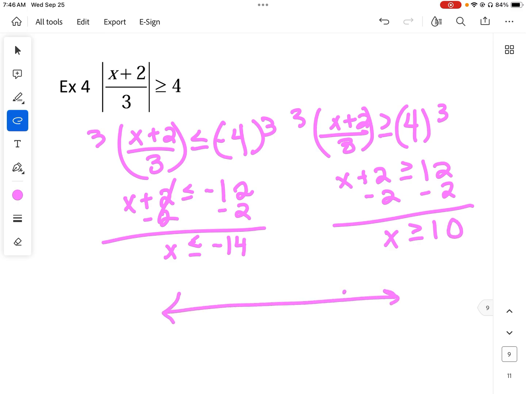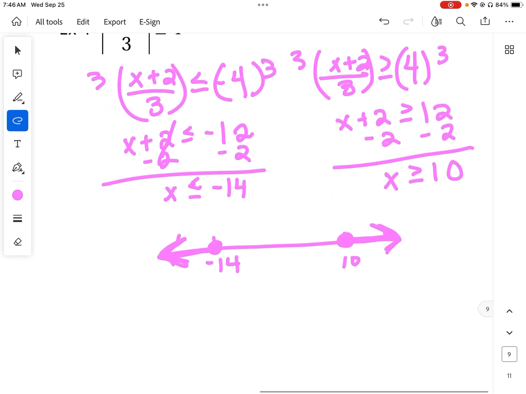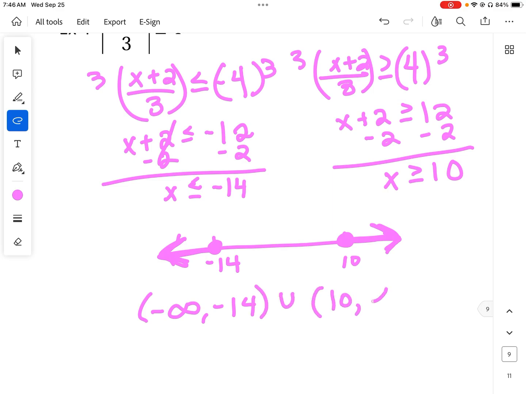So on the number line, 10 is going to go on the right side, negative 14 is going to go on the left side. So x being less than or equal to negative 14, so closed circle heading left. x is greater than or equal to 10, closed circle going right. Let's do our interval notation. So negative infinity to negative 14 union with 10 to positive infinity.